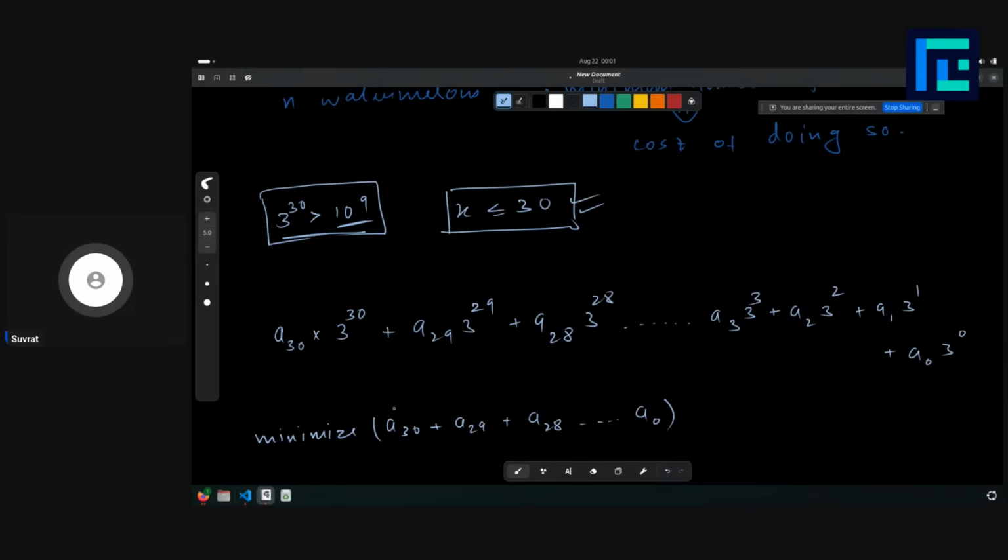So basically, since we need to minimize, our strategy would be: if a28 is greater than or equal to 3, let's say a28 is greater than or equal to 3 in our current scenario, then we can subtract 3 from here and add 1 here. So that would progressively decrease our value.